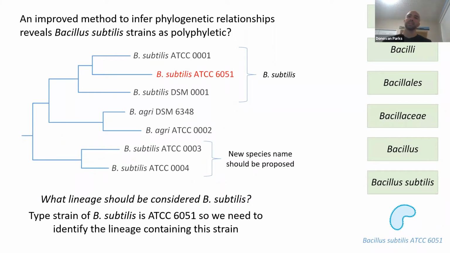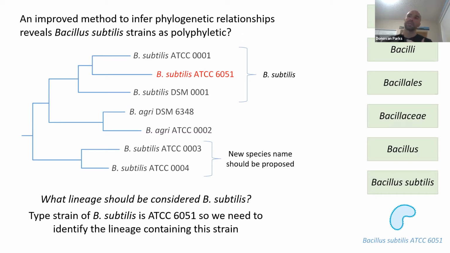And again, this isn't a matter of opinion. The code covers how you have to apply these names. So in this case, we need to, again, consult type material. We can see that the type of Bacillus subtilis is this particular strain, which is here. So we are obliged to call this lineage Bacillus subtilis. And we need to propose a new species name for this other lineage, which we would no longer believe are actually strains that belong to Bacillus subtilis.